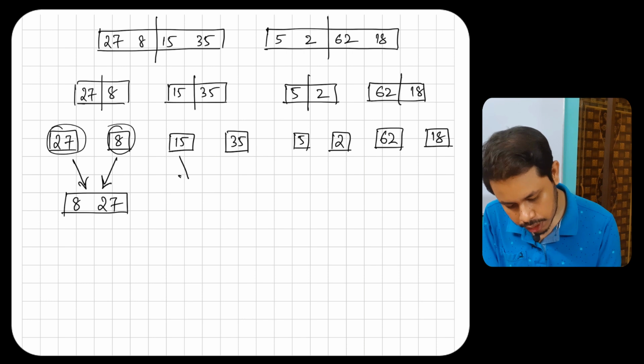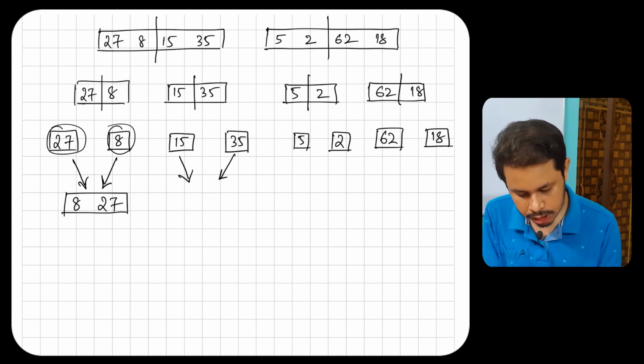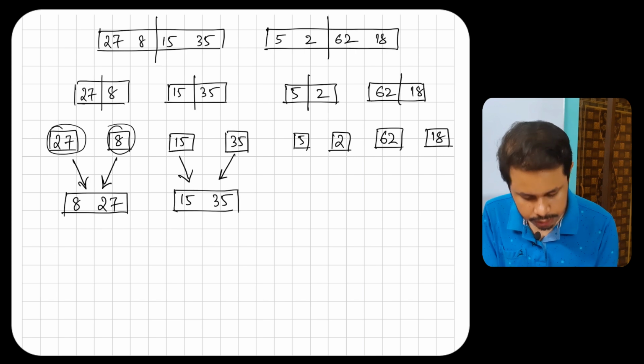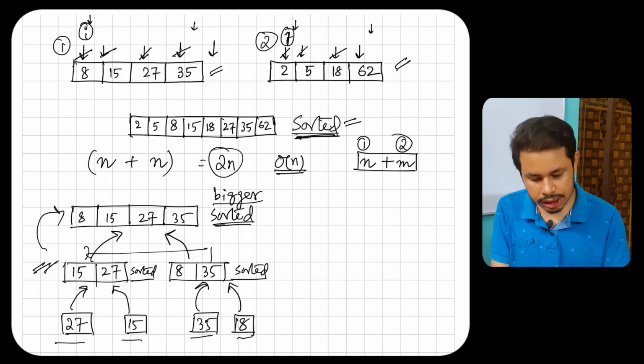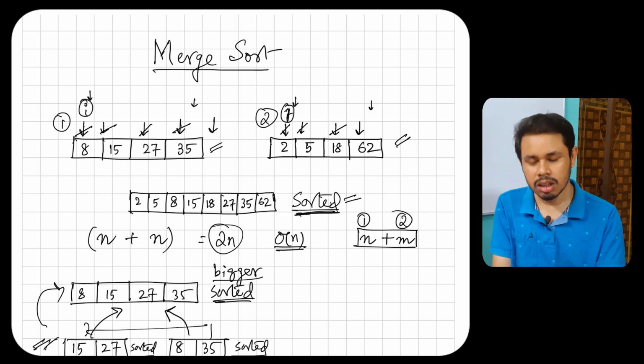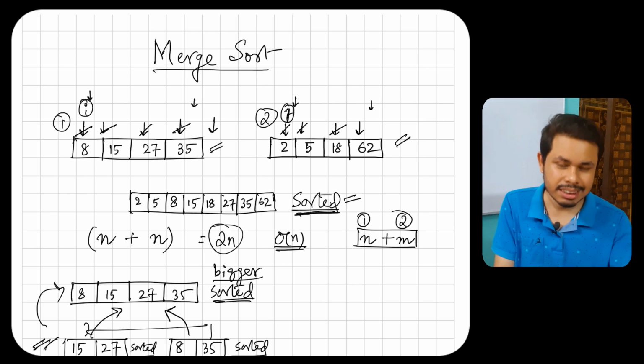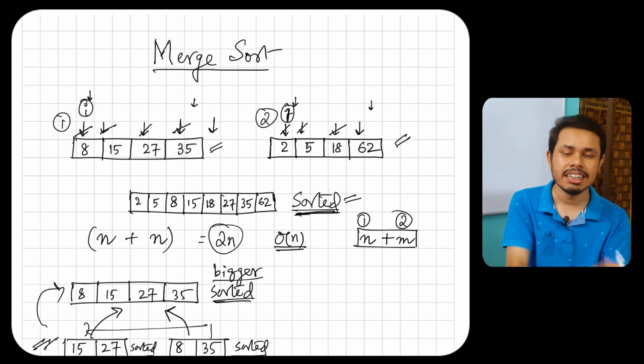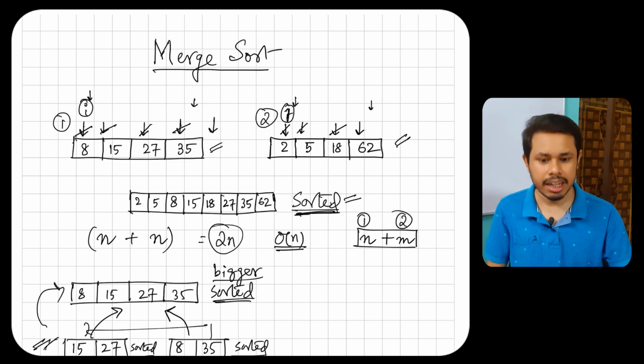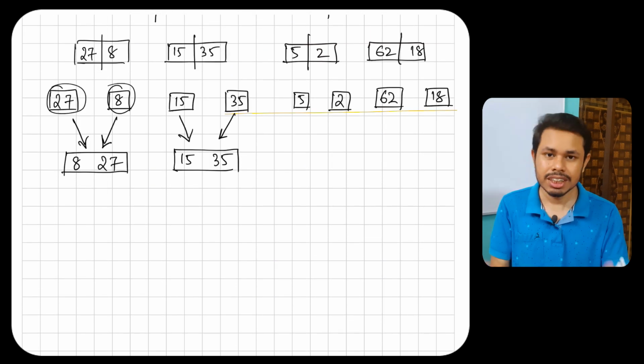How can we do that? We can merge together again these 2 elements. What would be this? 15 and 35. Using the same technique. How are we merging? Using the same technique that we used here. Put a pointer in the first array, put a pointer in the second array, and traverse the first array entirely, traverse the second array entirely, right? So we are doing the same thing.